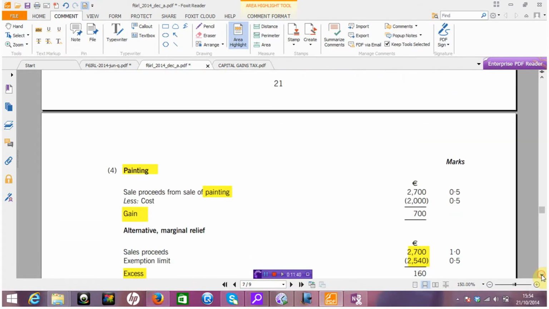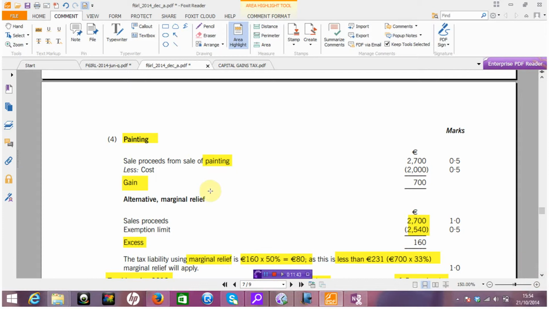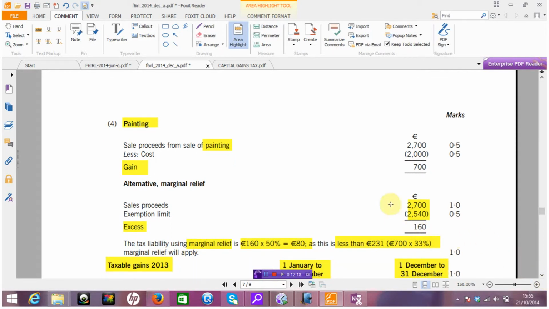Okay. Asset number four, again, similar sort of rules, but in this particular case with the painting, we're looking at a gain, and that was clear from the question set. We see that we have a gain of 700 euros. Now, in this particular case, where there's a gain that's relevant, we have to use what we call marginal relief. And really what that does is it requires us to allow for this 2540 element, or the difference between that and the proceeds, and really restrict, if necessary, the capital gains tax payable to 50% of the excess between the proceeds as shown by the question and the exemption limit.